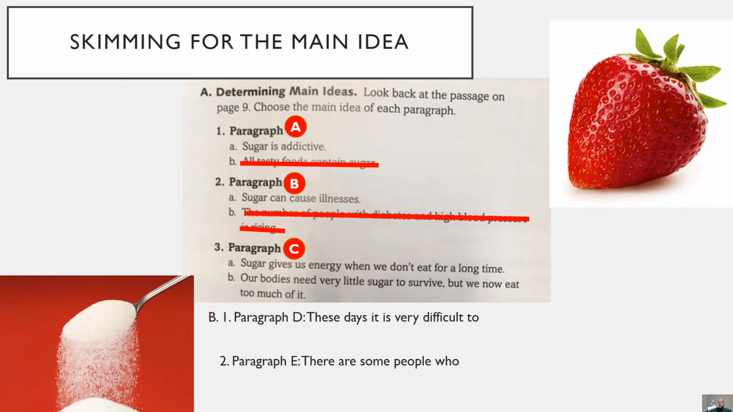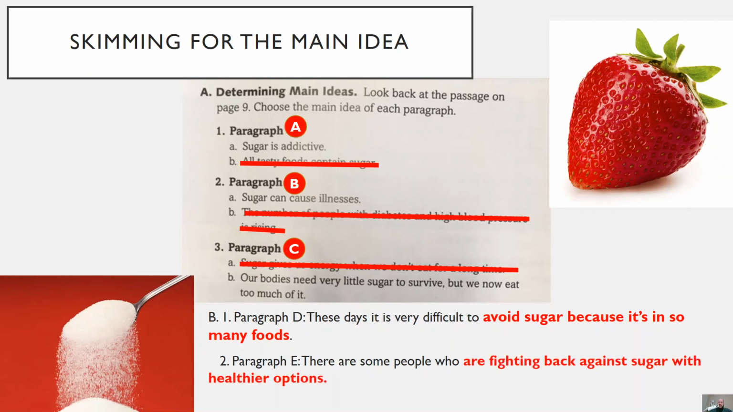Paragraph C, our bodies need very little sugar to survive, but we now eat too much of it these days. I know I do. How about you? Okay, D. These days, it is very difficult to avoid sugar because it's in so many foods. That's very true. Everything you find in the combini has lots of sugar. And paragraph E, there are some people who are fighting back against sugar with healthier options. Yes, like my wife.